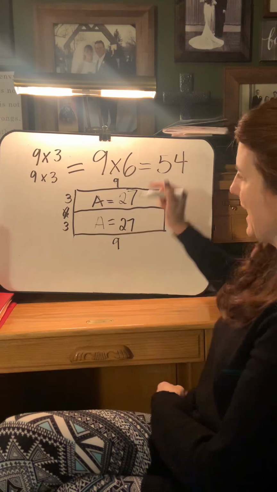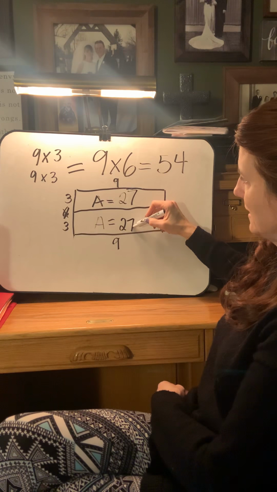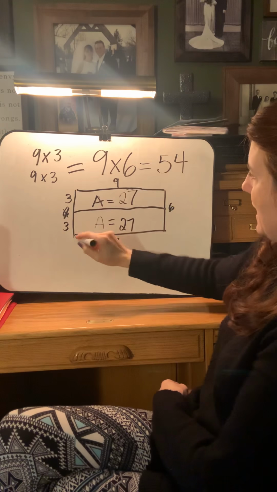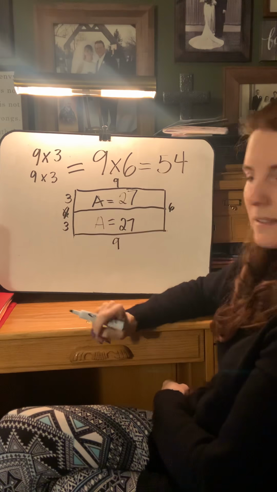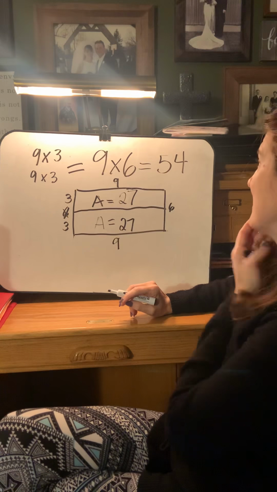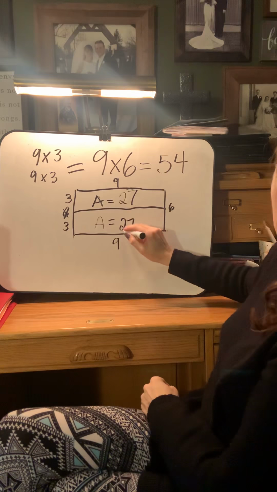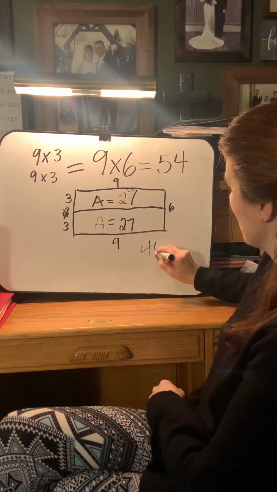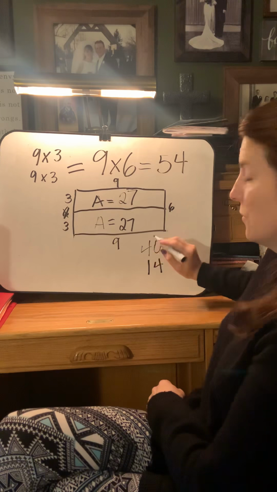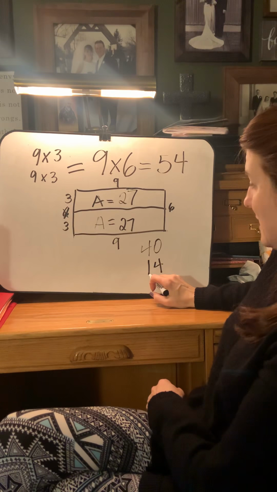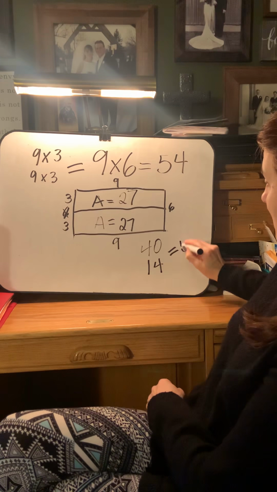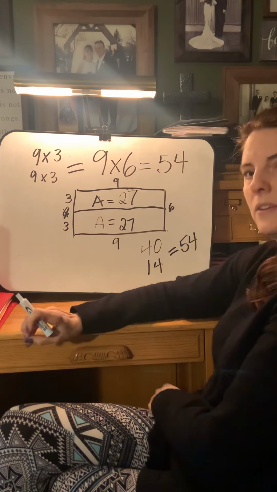If I add these two areas together, do you suppose it would equal the area of 9 times 6? Let's see, 27 and 27. Well, 20 plus 20 is 40. 7 plus 7 is 14. 40 plus the 10 is 50. Plus 4 more is 54.